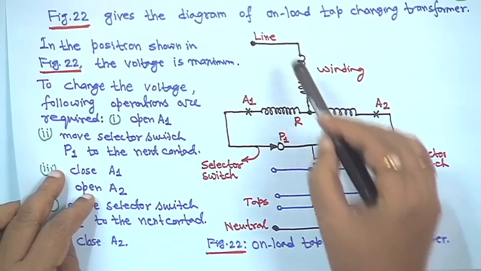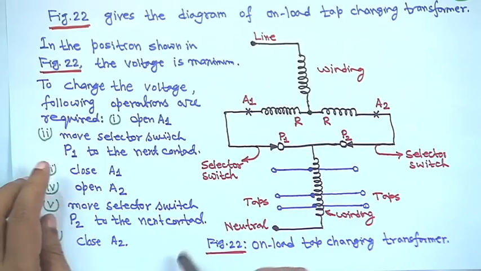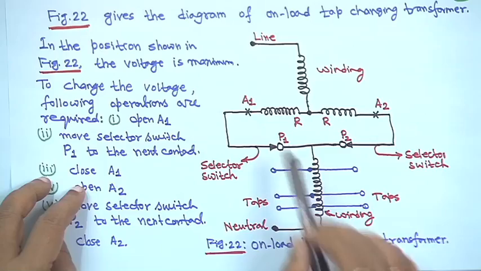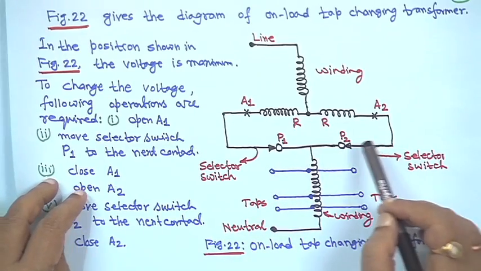So, in this diagram, this is your line to neutral. Now, this is for the maximum voltage. Now, if we want to change it, basically it is online.